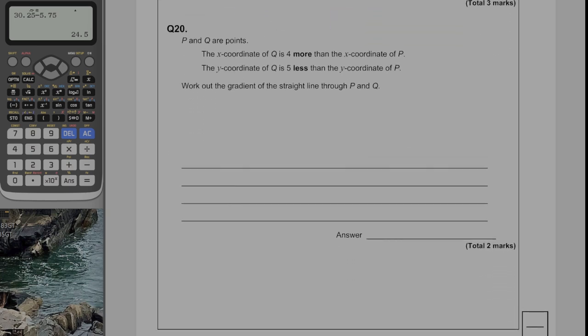Right, question 20. P and Q are points. The x-coordinate of Q is more than the x-coordinate of P. The y-coordinate of Q is less than the y-coordinate of P. Work out the gradient of the straight line through P and Q. So if I say that point P is at x, y, so that Q is at x-coordinate 4 more than the x-coordinate of P, so that would be x plus 4. And the y-coordinate is 5 less, so that would be y minus 5.